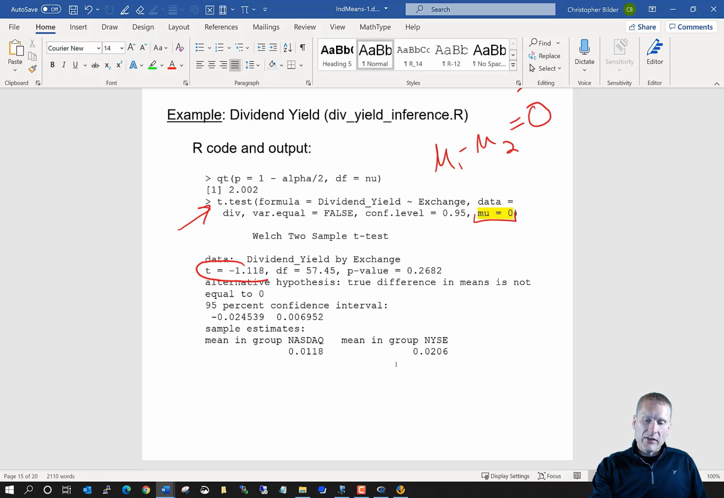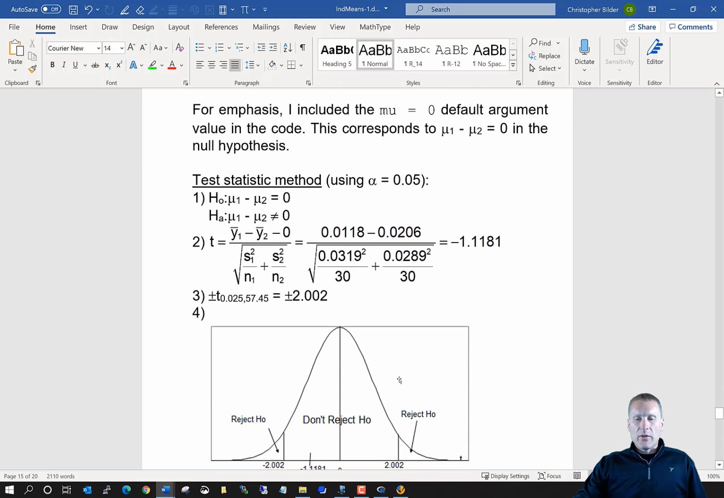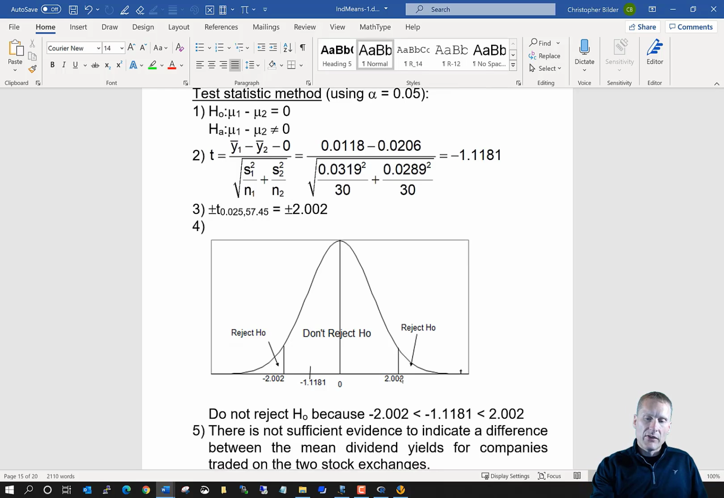So this is what we get then. Here's my t-test statistic, or observed test statistic value. Here's the corresponding p-value as well. Again, I just want to emphasize var.equal false there. So let's formally do the hypothesis test then. Test statistic method: let's state H0 and HA. Step 2, we calculate the actual test statistic, negative 1.12. We find the quantile from a t-distribution using the qt function, as we've done many times before. Notice this degrees of freedom there, 57.45.